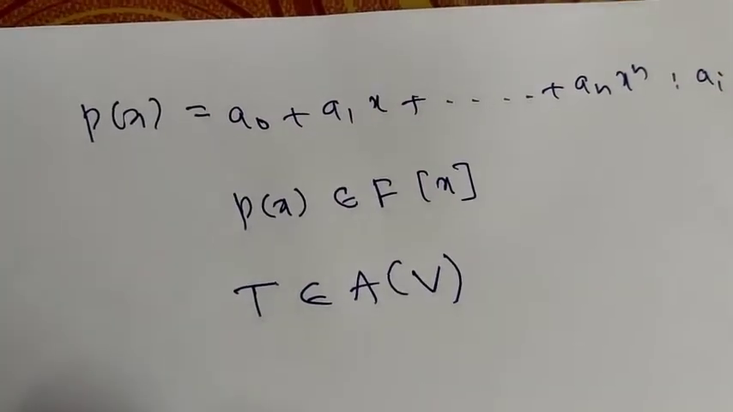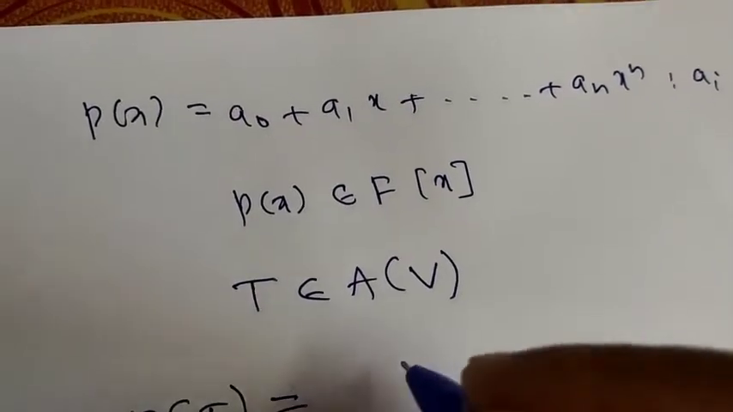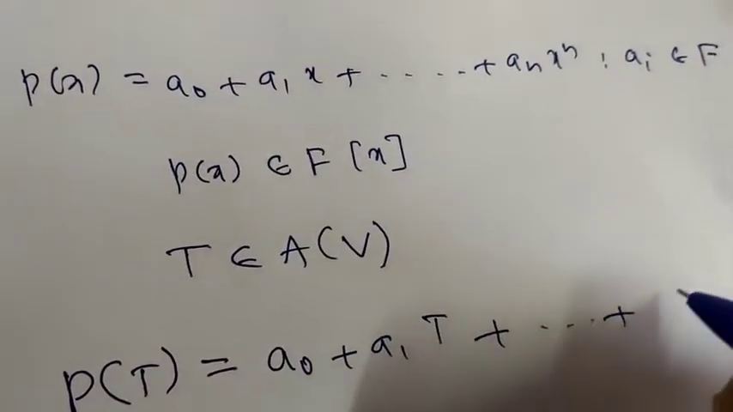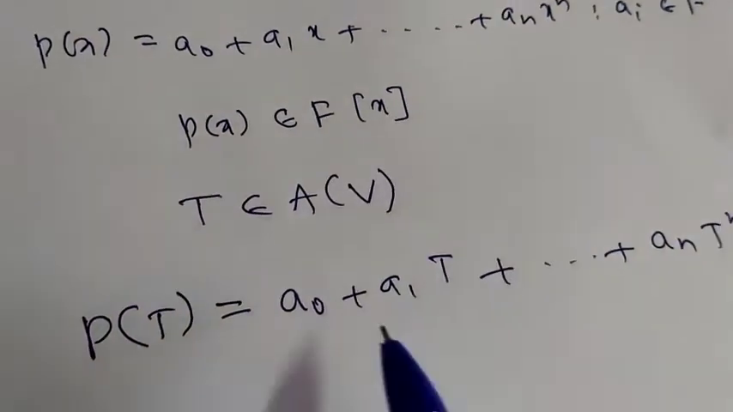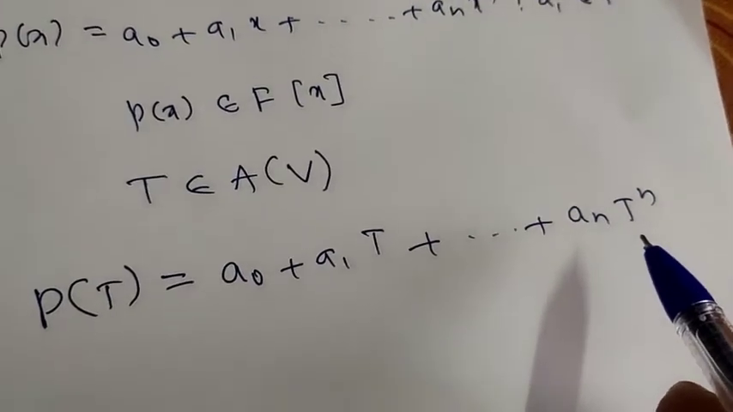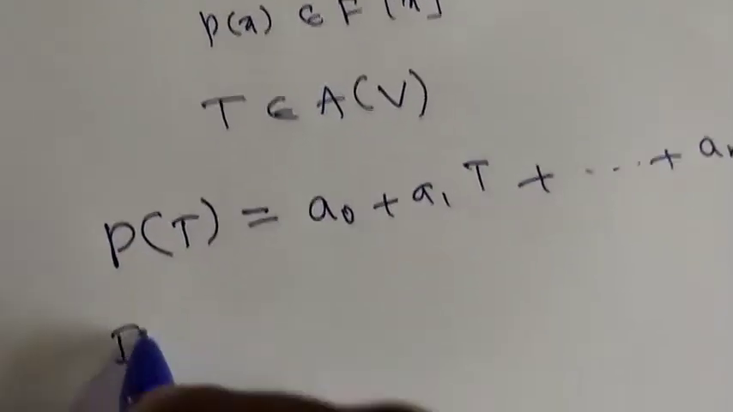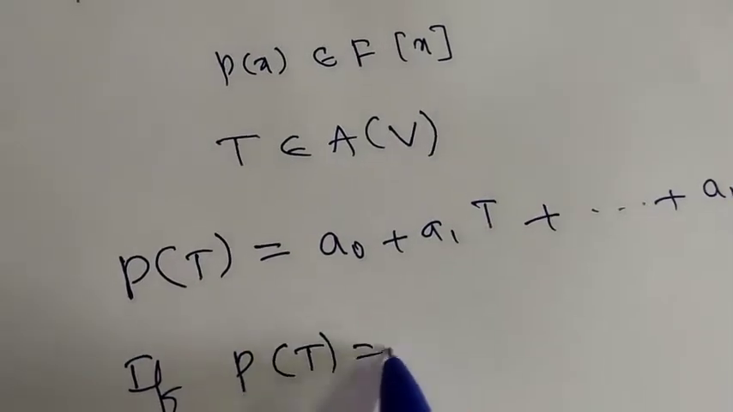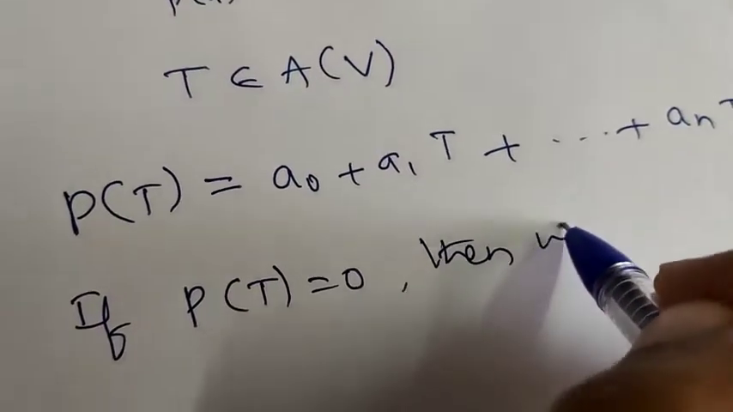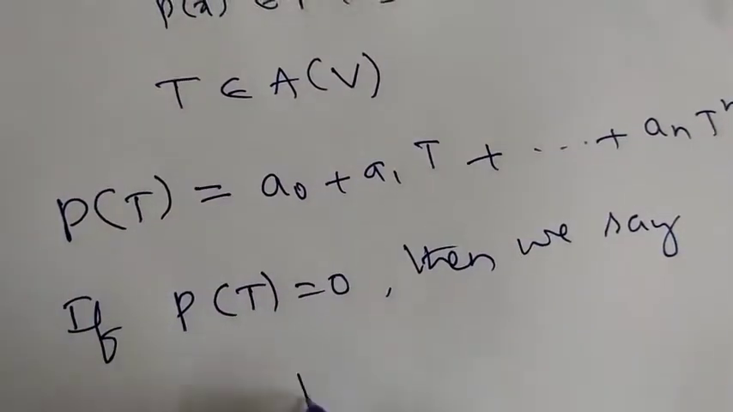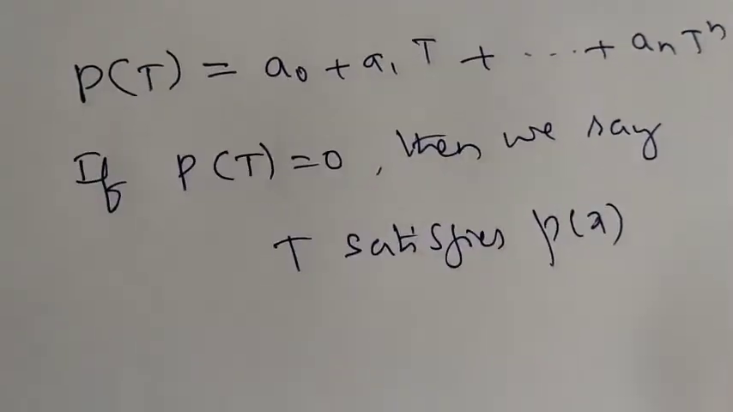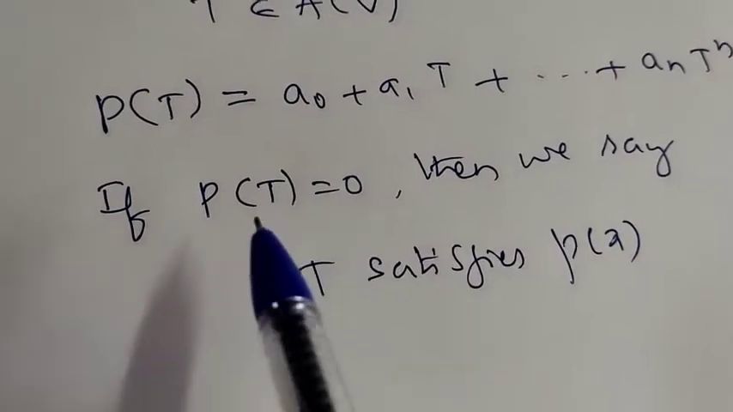Then what about P of T? P of T means it is a polynomial in T, say a0 plus a1 into T plus and so on, an into T power of n. If P of T is 0, then we say T satisfies P of x, or T is a root of P of x.